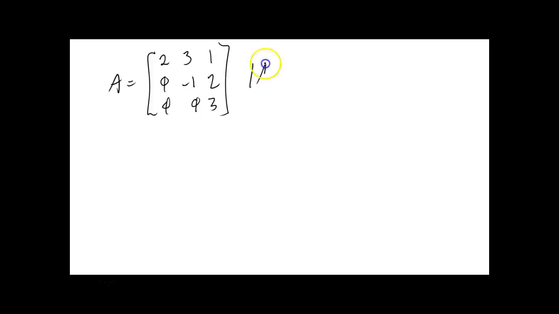So the determinant of A would be 2. Got it? It's in a positive position. And then you have the determinant of what's left. And what's that? -3. Okay, done.